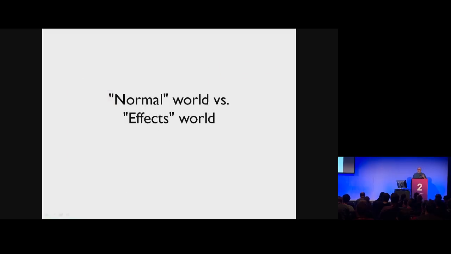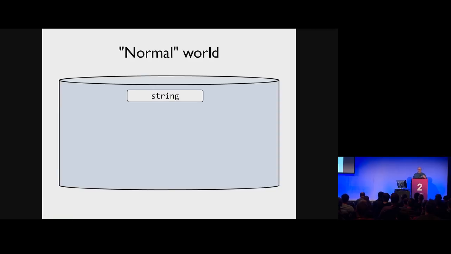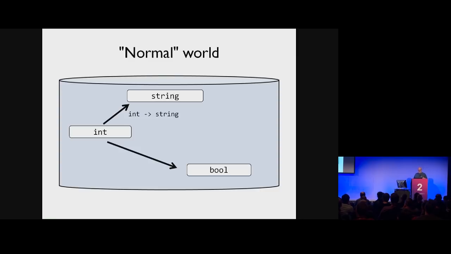So with this whole thing of effects, there's like normal world and effects world, okay? In normal world, you have strings and integers and booleans, and you have functions that turn strings into strings, and functions that turn ints into bools. So this is your normal world, the normal everyday objects.